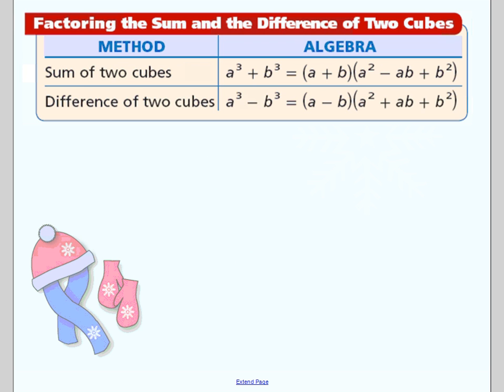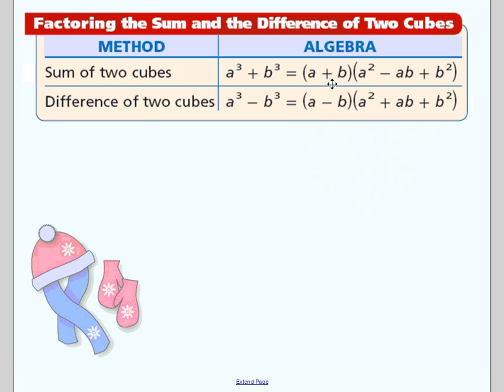So we have two different formulas. One is for if we're adding two cubes together, and one is if we're subtracting two cubes. So a cubed plus b cubed would factor into a plus b. Notice the sign is the same. Times a squared minus, the opposite sign, a times b plus b squared. If we're subtracting two cubes, a cubed minus b cubed, then this is going to factor into a minus b times a squared plus ab plus b squared.